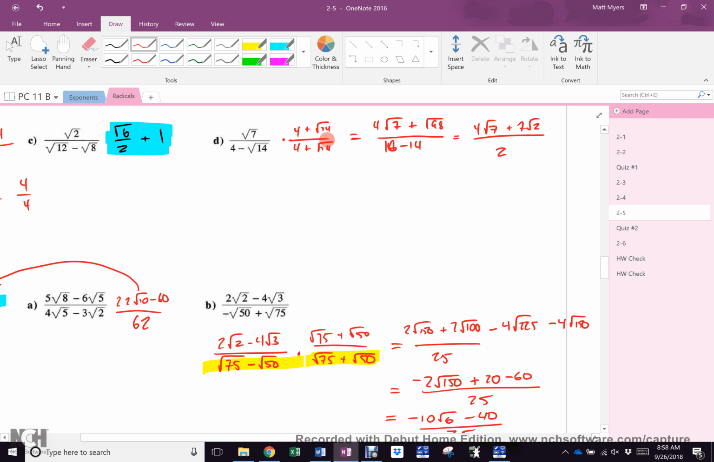I probably forgot to do 4 times 4. I probably did 4 minus 14 because it used to be over 10, didn't it? Yeah. So that's all I did there. You could recognize that that is 4 root 7 over 2 plus 7 root 2 over 2. Simplify that to get 2 root 7 plus 7 root 2 over 2. You could do that. I'd be perfectly happy with that.